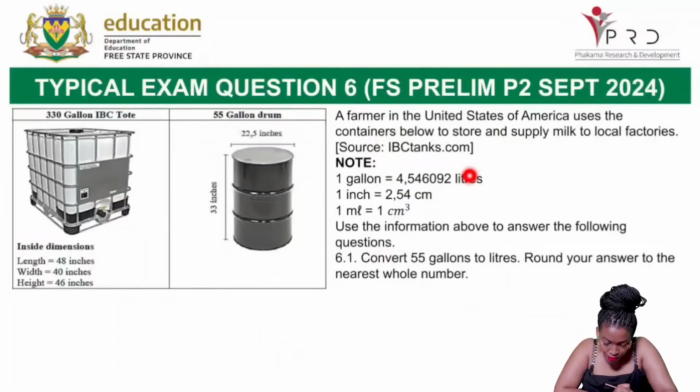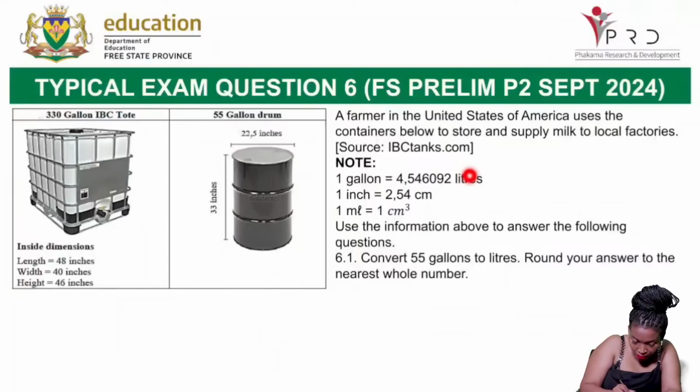The next question: a farmer in the United States of America uses the containers that are shown to store and supply milk to local factories. Note, 1 gallon is equivalent to 4.546092 liters. 1 inch is equivalent to 2.54 centimeters. 1 milliliter is equivalent to 1 cubic centimeter. Use the information above to answer the following questions.